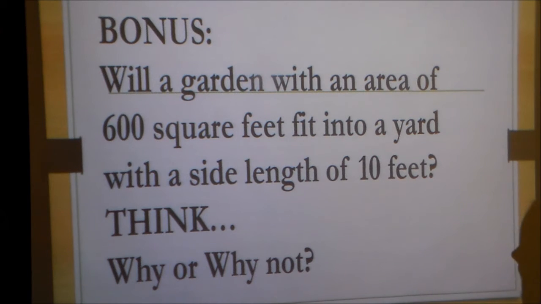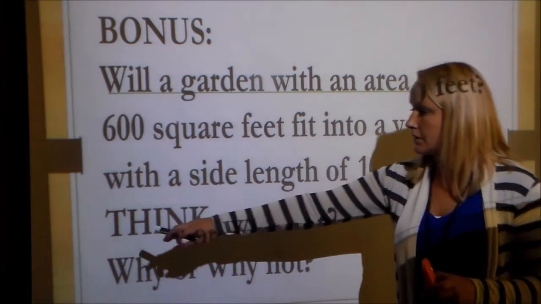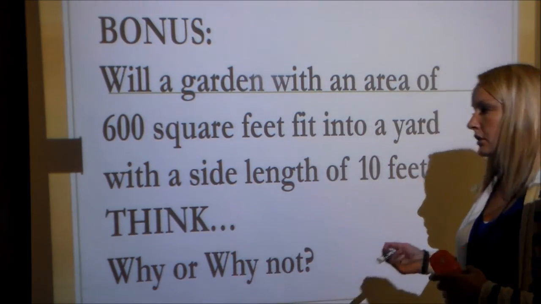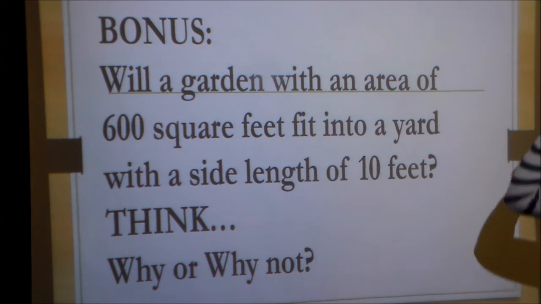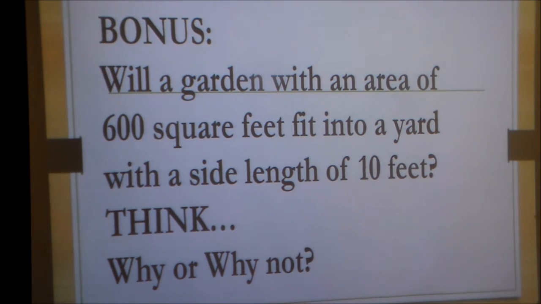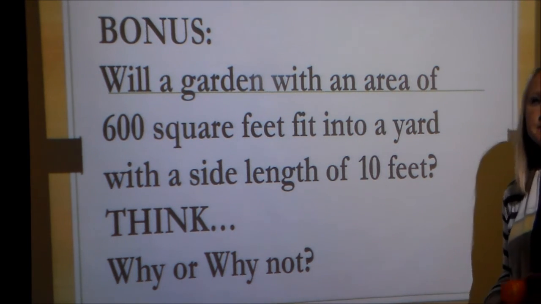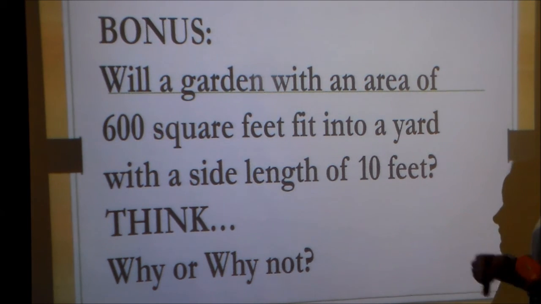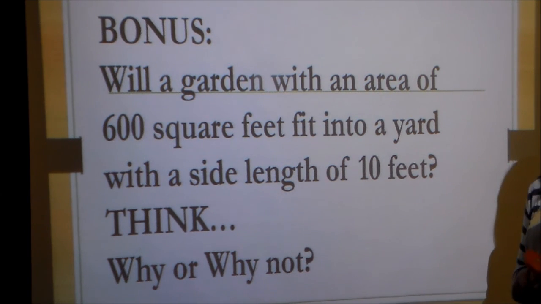This bonus question is taking the same idea, but thinking outside the box. Notice my capital T-H-I-N-K, think. Be very careful with this problem as you solve it. I didn't tell you a particular shape, so when you discuss your why or why not for this, really take into consideration all options. We know that there's a garden that has an area of 600 square feet, and we know that a yard has a side length of 10 feet. Think about it. Think about all your options. Will the garden fit into the yard? Why or why not? Be ready to talk about that with your group tomorrow when you come in too.